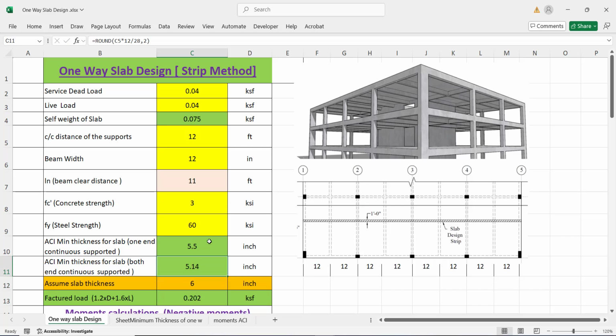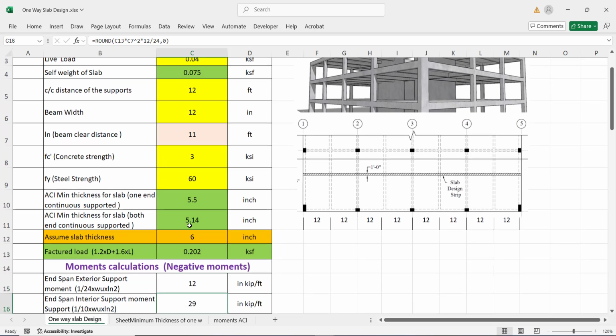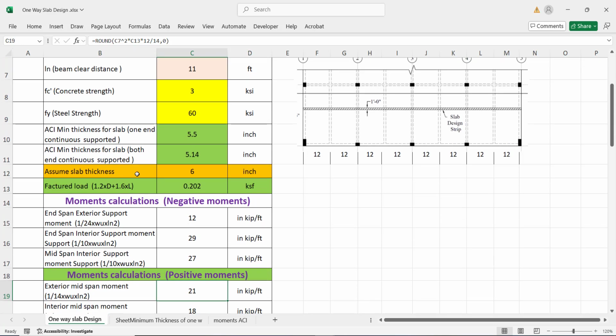The concrete strength we assume is 3000 psi. Then the steel is grade 60. So these are the material properties, and this is the total factored load. The dead load is multiplied by 1.2, and the live load is multiplied by 1.6. So this is the total factored load.